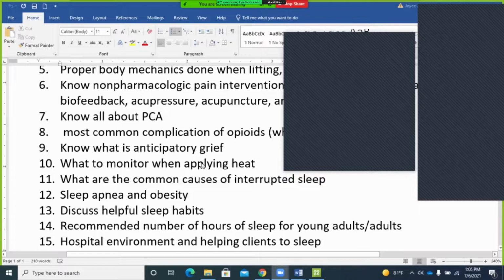Common causes of interrupted sleep. Pain. Actually, there are two: pain, discomfort. What else? Noise, illness.